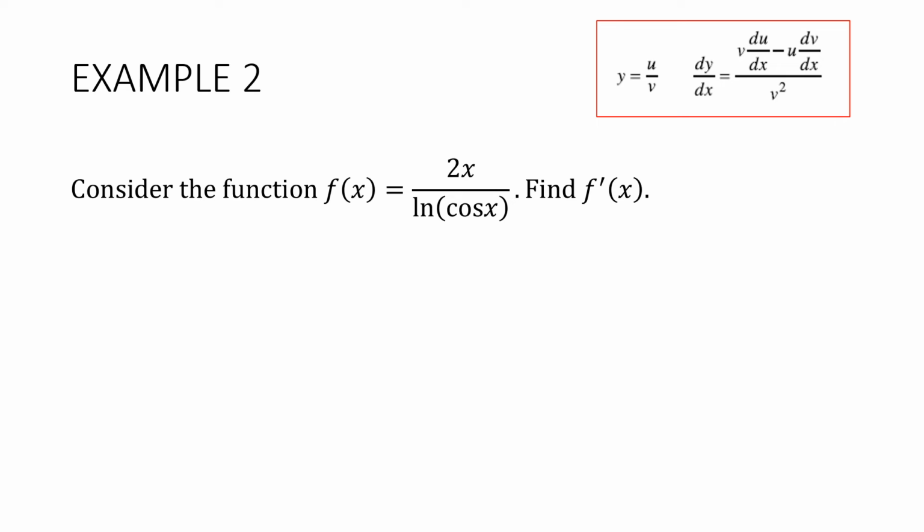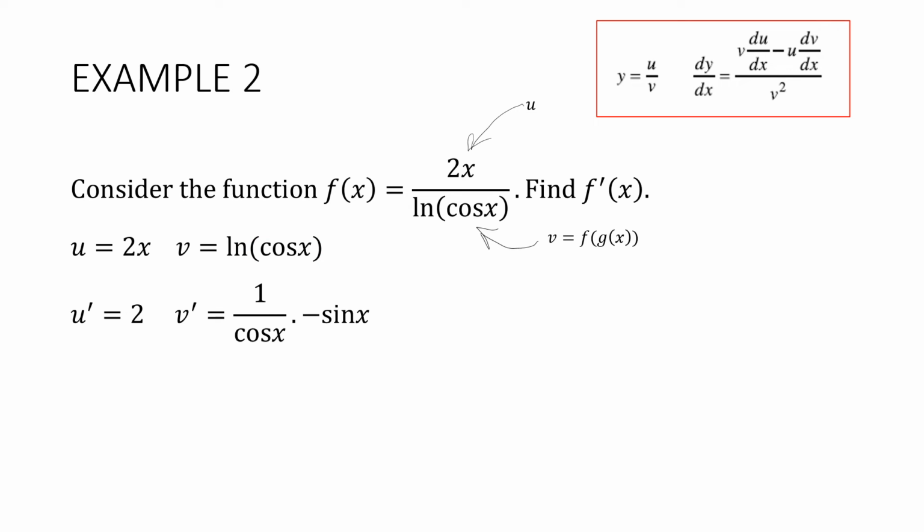Find f dashed of x. So u is going to be 2x, and v is a composite function, ln of cos x. So let's take the time to write them down and do the derivatives. The derivative of u is easy, that's just 2. The derivative of v, we have an outer function which is log base e, inner function which is cos x. So the derivative here will be 1 over cos x multiplied by the derivative of the inner function, which is negative sine x. Tidying this up, we get negative tan x.